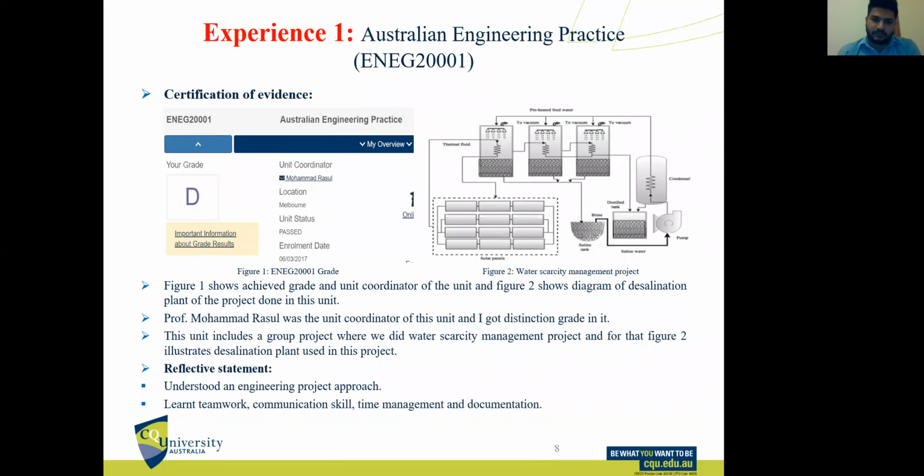Moving to the next slide, this is experience one, where Australian engineering practice was the unit. In figure one, you can see I got a distinction grade in that unit, and Mohammed Rasul was my unit coordinator. This unit includes a group project where we were doing a water scarcity management project, which you can see in figure two. Figure two shows the desalination plant, which can be helpful in water scarcity management. By doing this unit, I understood an engineering project approach, how to do planning and how to do documentation. I practiced teamwork, communication skills, time management, and documentation as well.